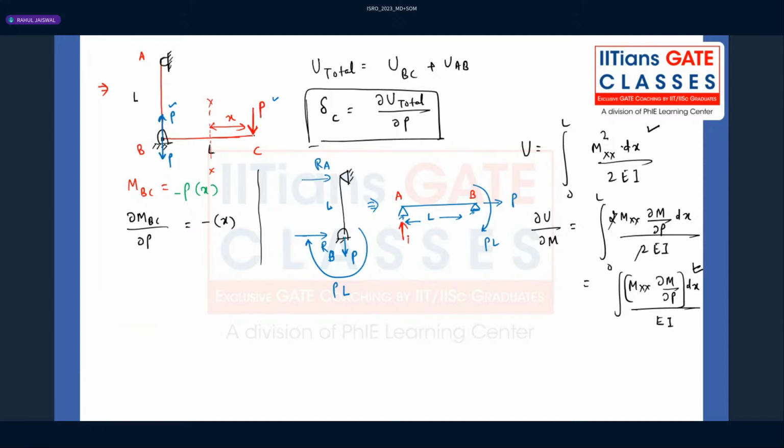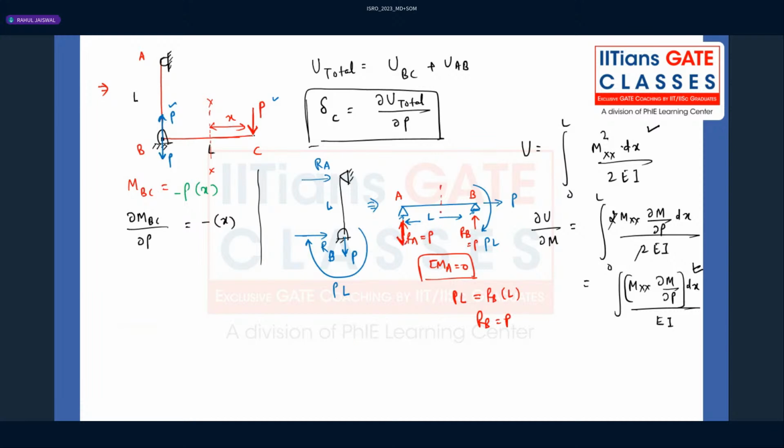Now you calculate the reactions RA and RB, which is very simple. Take the summation of moments about point A to be 0. Then P into L equals RB into L, so RB will be P. RA, in the downward direction, is also equal to P.